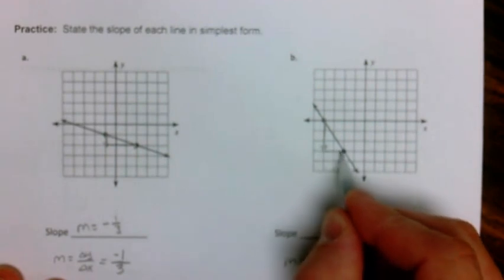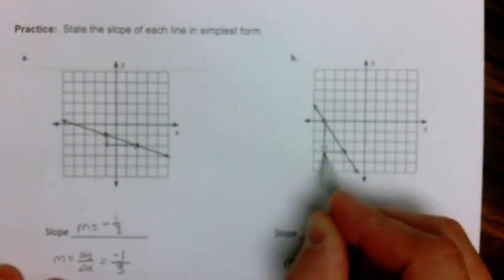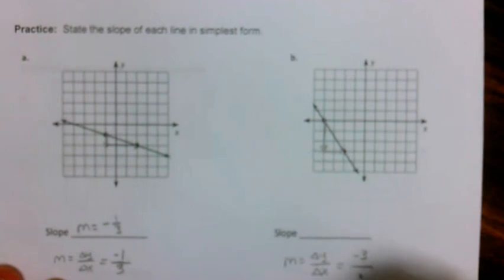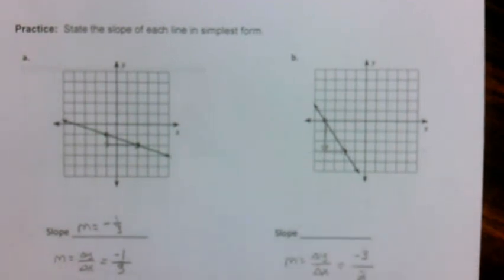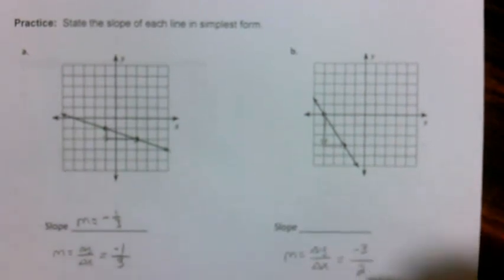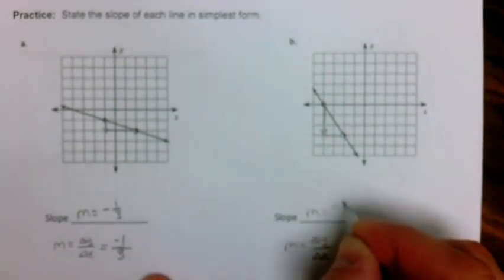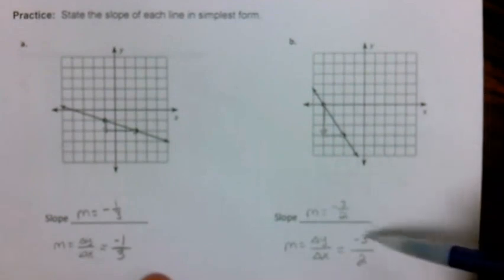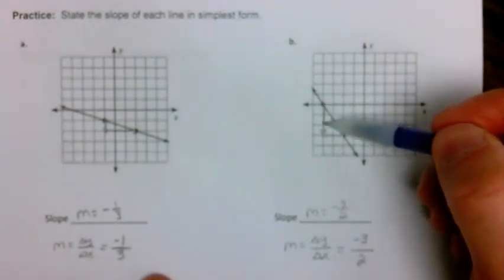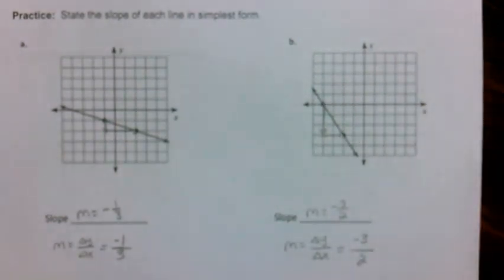Now I'm going to move to the right till I make it to my second point, and I move 1, 2 spaces to the right. So the horizontal change is 2. And this ratio can't be simplified, so the slope here, m, equals -3/2. I would go down 3 and to the right 2, down 3 to the right 2, in order to get from point to point.